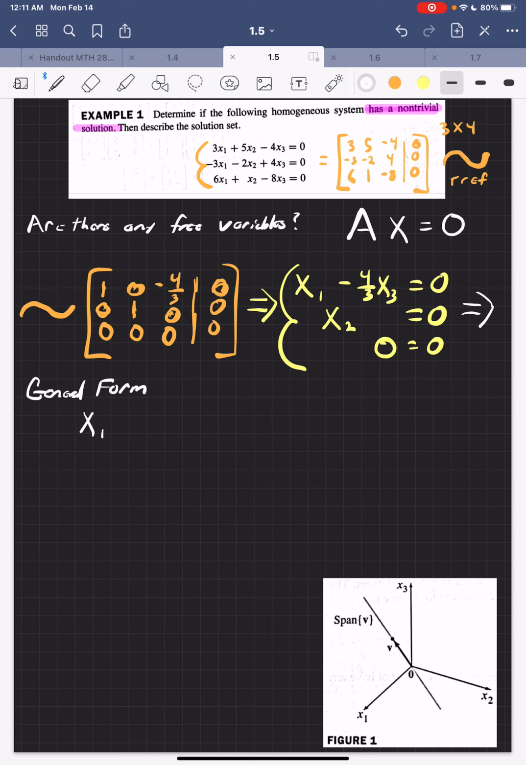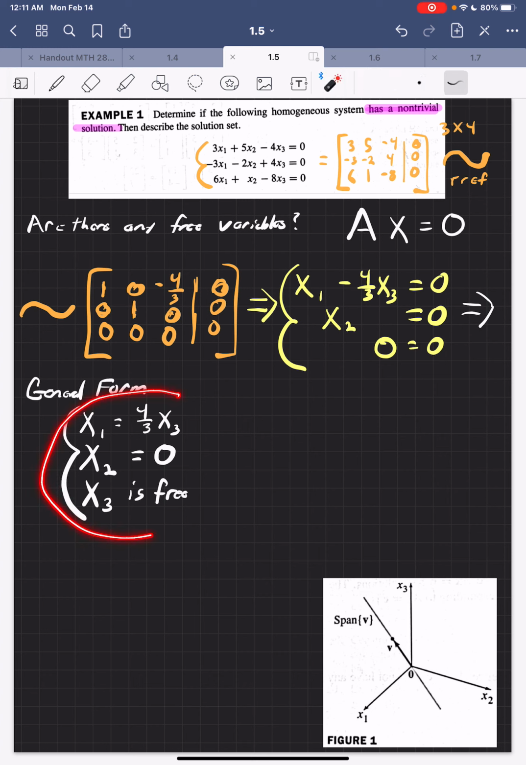x sub 1 is equal to 4/3 x sub 3. x sub 2 is actually just 0. Okay, x sub 2 is equal to 0, but x sub 3 is free. All right, so that is the way we would interpret the general form of the solution.